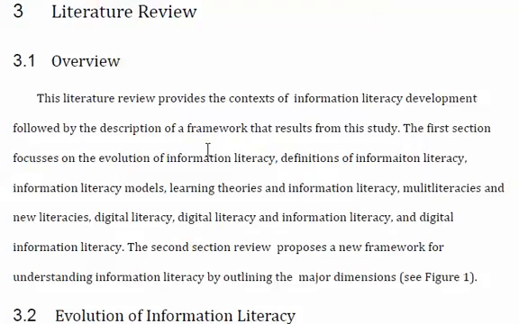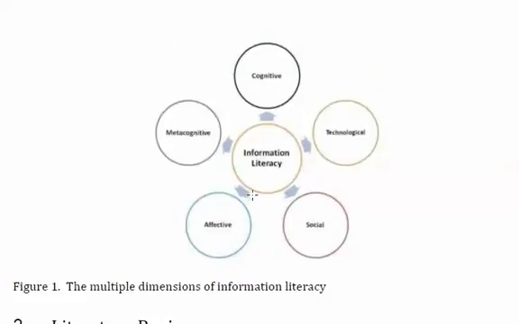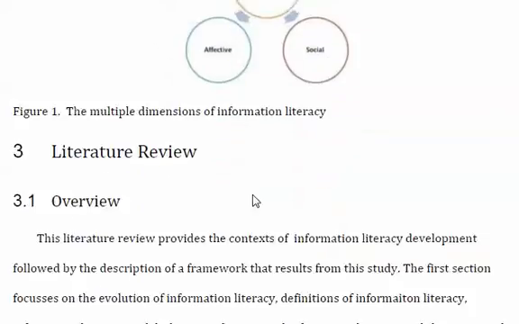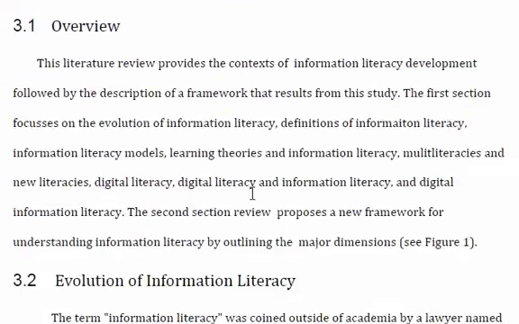This is a big picture introduction to the actual entire literature review. So it starts out, this literature review provides the context of information literacy development, followed by a description of a framework that results from this study. So the student is reviewing certain areas of information literacy and presenting a framework. Notice that there's actually a visual here, which is a great way to introduce a review of the literature, just to give the reader a really big picture.